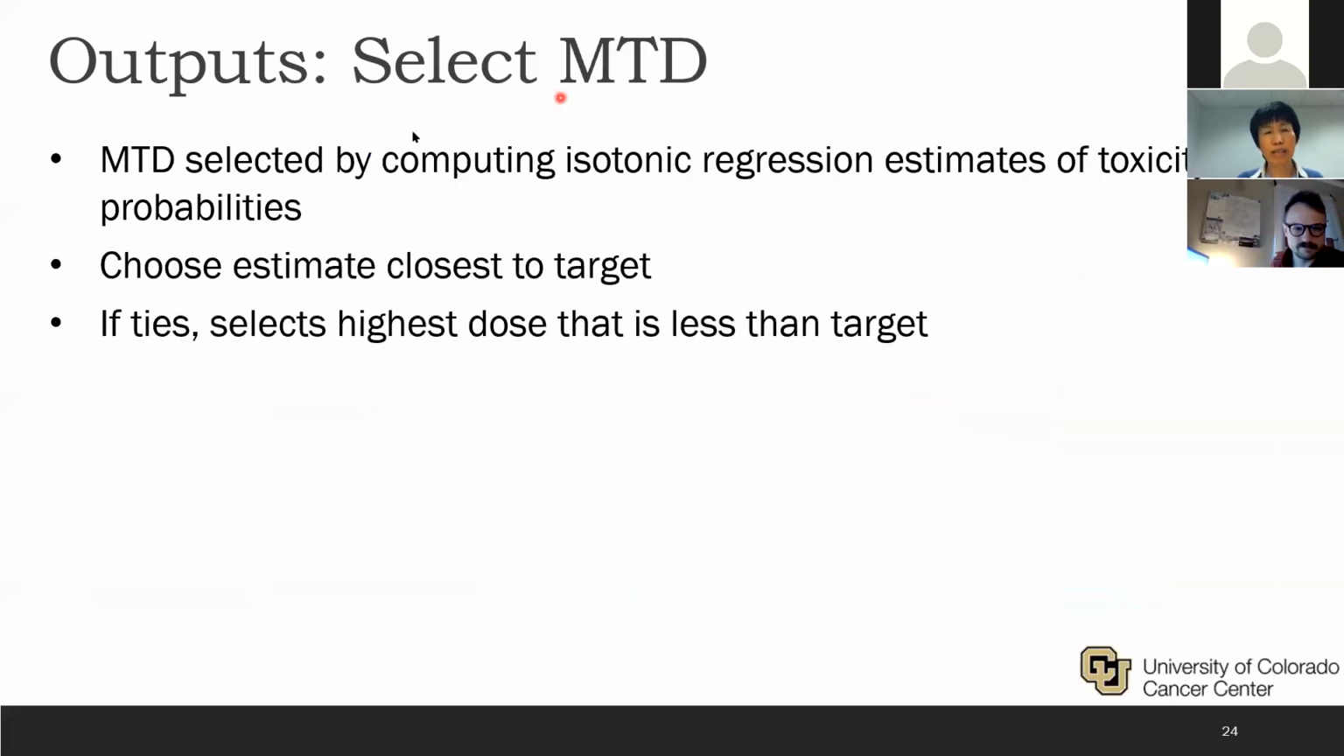Select MTD. This is just like the BOIN design, where the MTD is selected by computing the isotonic regression estimate of toxicity probability. Then we choose the estimate closest to the target DLT. And if there are ties, then we select the highest dose that is less than the target. This is because the underlying hypothesis is that a higher dose level means higher potency of the drug.